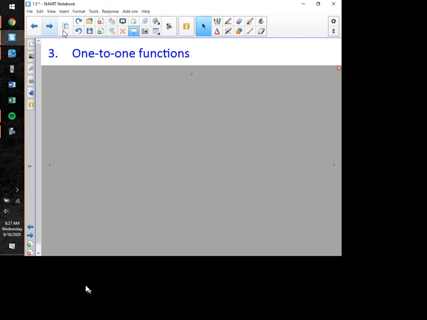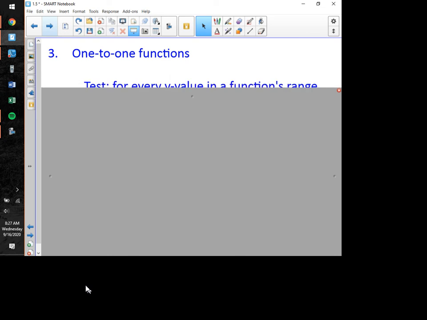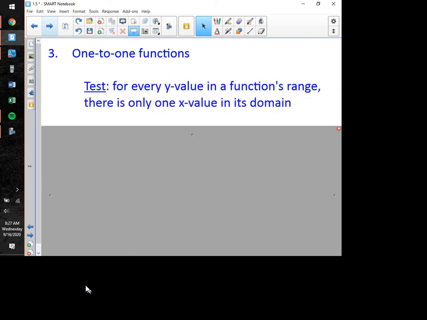Okay, one big concept left to talk about and then we're about done with this section, and that is the concept of one-to-one functions. This again is something that we can write the definition down for, but we're not always sure what exactly to do with it. So the test for a function being one-to-one, everybody, is this. For every y value in a function's range, there has to be one and only one x value in its domain.